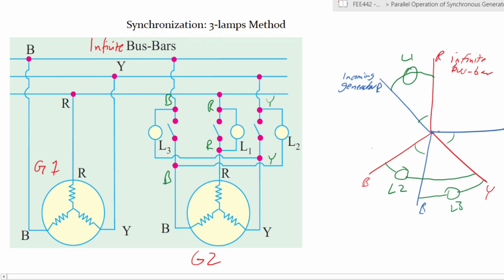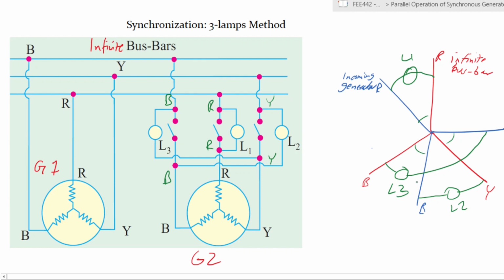Of course, the phasor diagram is a bit counterintuitive, but it should show us what we want to see. This L2 is not supposed to be here. L2 is between yellow of the infinite and blue of the incomer, so this is actually L2. Sorry about that. And then you have L3, which is connected between blue of the infinite and yellow of the incomer. Okay, so it's actually like that. Fine. So you have those 3 lamps connected in that phase sequence.